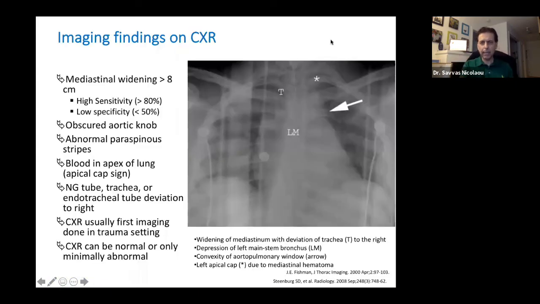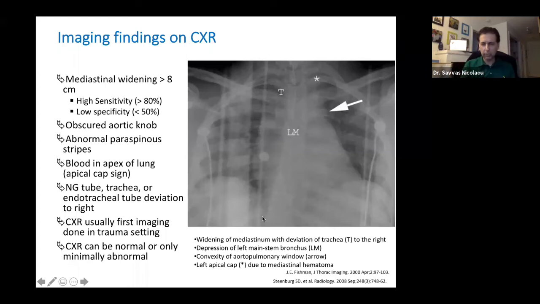In a traumatic setting, if you have a wide mediastinum, more than 8 centimeters, that's a sign of a traumatic aortic dissection, obscuration of the aortic knob. We don't see the transverse portion of the thoracic aorta. Abnormal spinous stripes, indicating paravertebral hematomas, blood in the apex of the left lung, nasogastric tube, endotracheal tube deviation towards the right of the midline because of the mediastinal hematoma. Chest X-ray is the first line imaging.